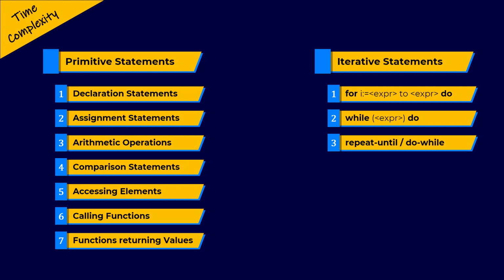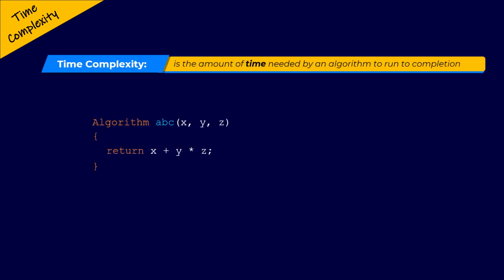The step count method considers the frequency, or number of times each operation is executed, and by adding the frequency of each statement, the step count of the entire algorithm is computed. Let us consider this algorithm defined as ABC. This algorithm takes three parameters x, y, and z and evaluates the expression and returns the result.